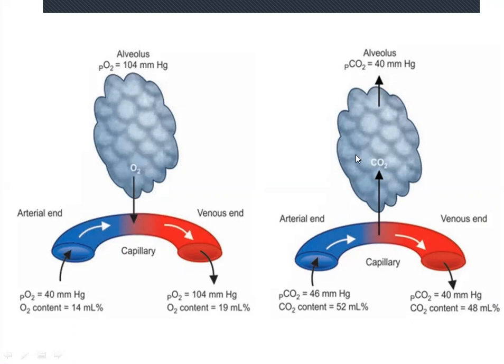Then the carbon dioxide, in the arterial end, the partial pressure of the carbon dioxide is 46 millimeter mercury. In the alveoli, 40 millimeter mercury. So carbon dioxide diffuses from the capillary to the alveoli. This is the exchanges in the alveoli and the blood vessel.